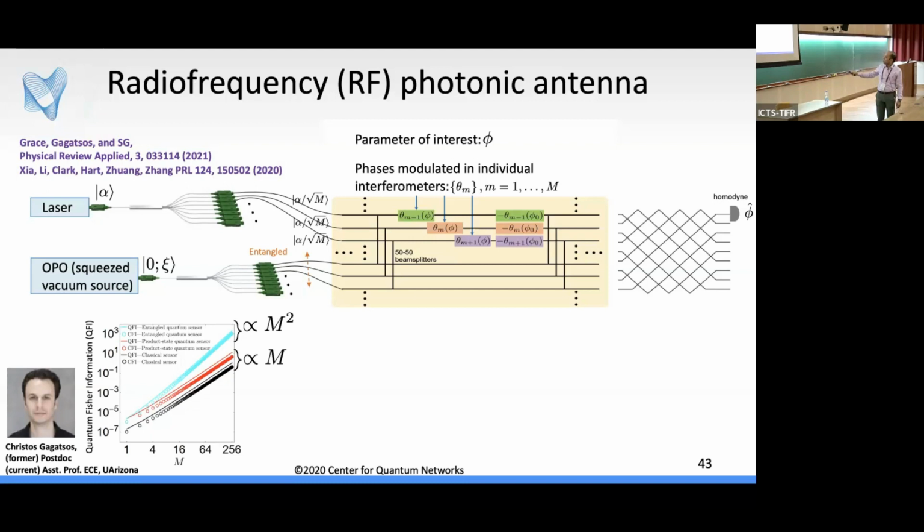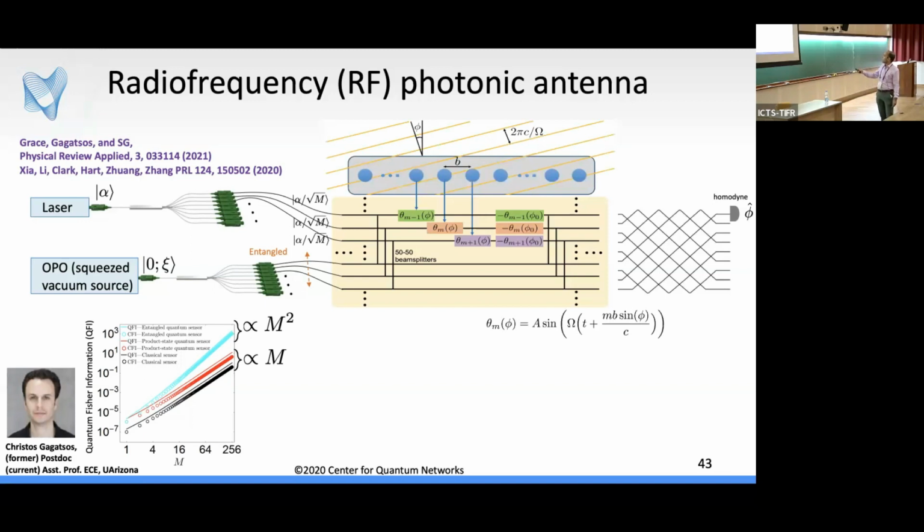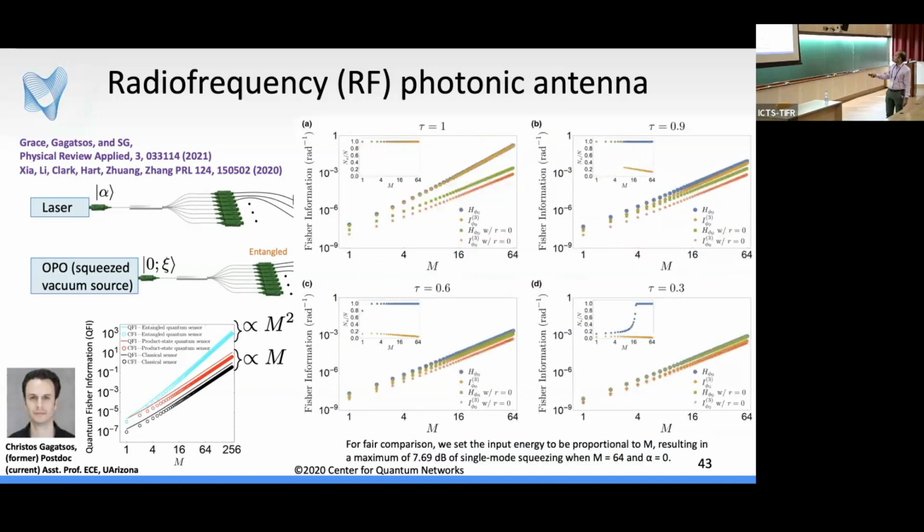If I use a product state, meaning if I inject just squeezing individually in each one of them, I will still get an improvement, but I will not get a Heisenberg scaling with respect to the number of sensors. So I told you already the RF photonic receiver example. In this case, the theta m takes this particular form, where this is the radio frequency intensity, and I could be, for example, estimating this angle of incidence of the RF field, and you get a pretty interesting improvement.